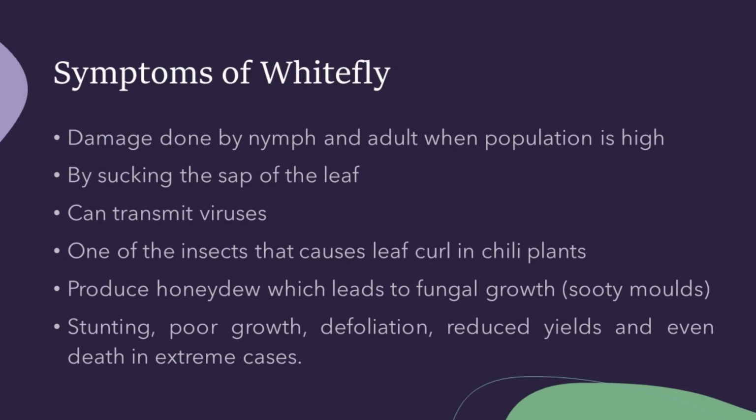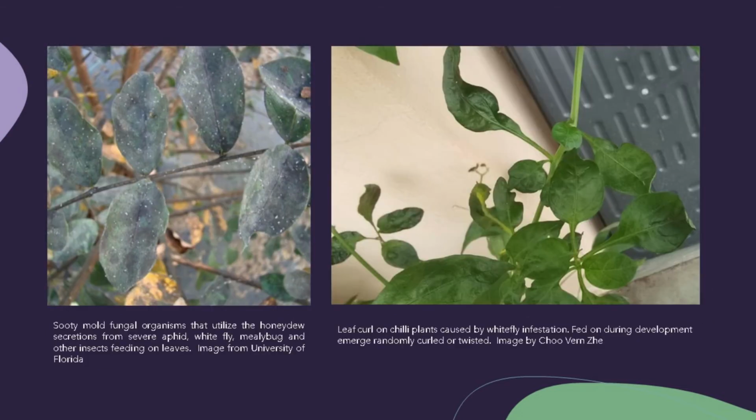Furthermore, they also produce honeydew, which in excess can lead to fungal growth, one of which is sooty molds. They cause stunting, poor growth, defoliation, reduced yields, and even death in extreme cases. So for the image on the left, we can see the example of sooty mold on the plants, which is caused by the honeydew secreted by not only whiteflies but also aphids, mealybugs, and other insects.